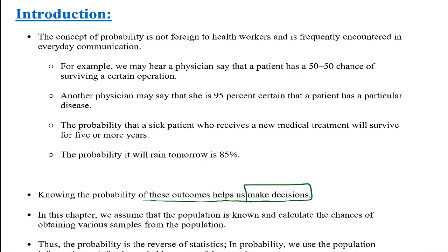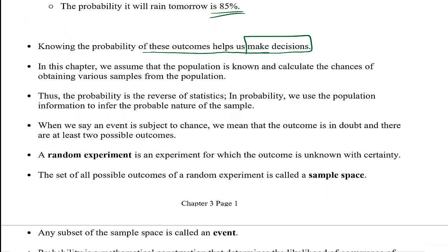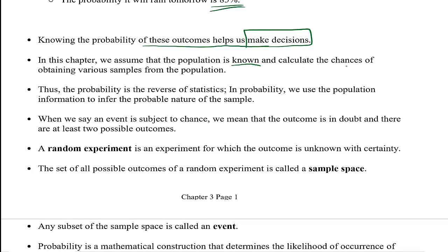أي أن معرفة الاحتمال تساعدنا في اتخاذ قرارات معينة. فمثلا في المثال الأول على المريض أن يقرر فيما إذا كان يريد أن يخضع لهذه العملية أم لا. وفي المثال الثاني على المريض أن يقرر فيما إذا كان يريد أن يأخذ العلاج أم لا. وفي المثال الثالث على المريض مثلا أن يتوب وأن يرجع إلى الله. وفي المثال الأخير على الشخص أن يحدد فيما أن يخرج من البيت أم لا، أو إذا خرج من البيت عليه أن يأخذ معه أمبريلا.